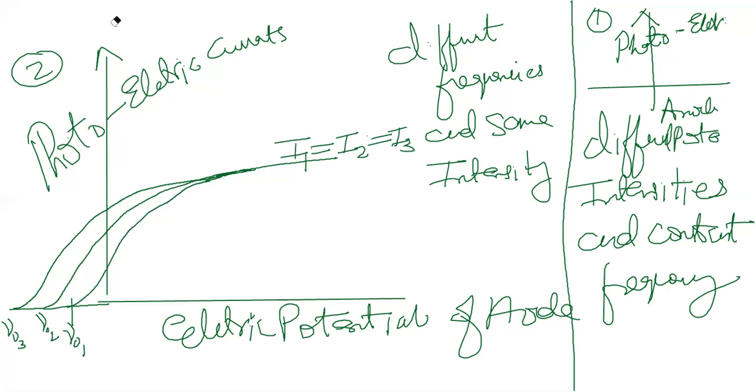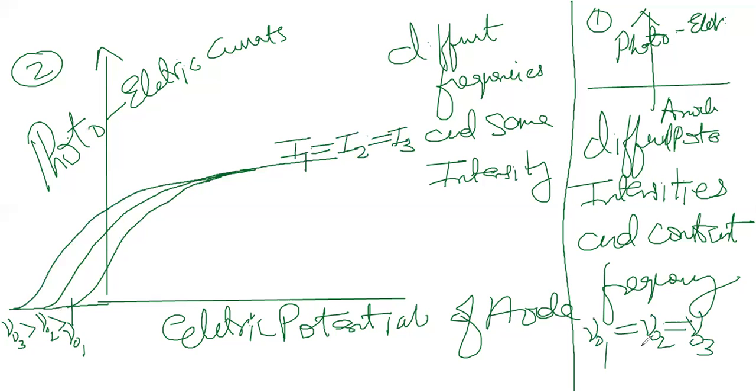But in the second graph, what is there? Nu naught 3 is greater than nu naught 2, which is greater than nu naught 1. In the first graph, the threshold frequencies were the same and the intensities were different. In the second graph, the intensities are the same and the frequencies are different. So that is why these graphs look like this.